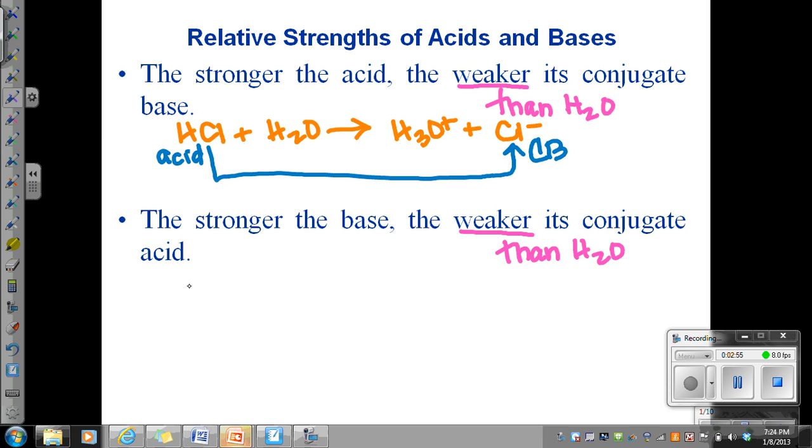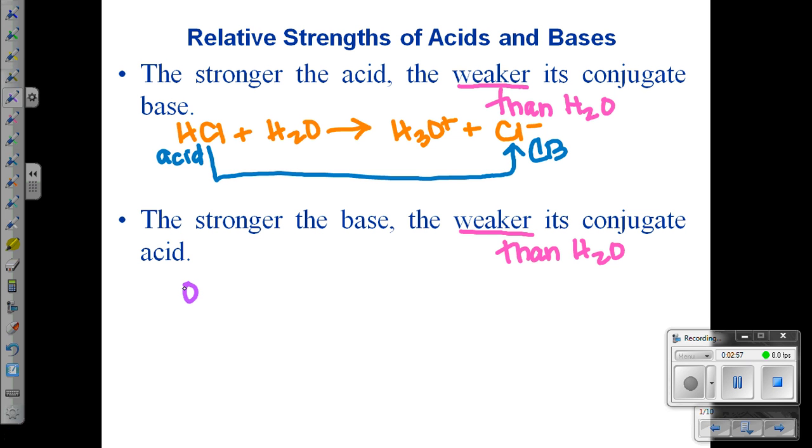So if we have a strong base, I'm just going to say hydroxide. And we're putting that with some weak acid, so let's say maybe phosphoric acid. So the base is going to accept a proton from phosphoric acid, and we are going to get water and dihydrogen phosphate. Only one proton, so it's 2 minus.